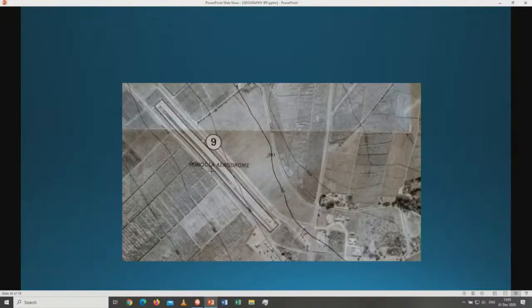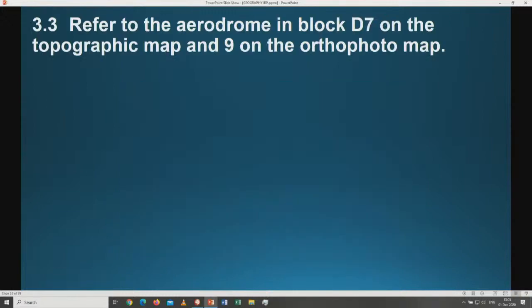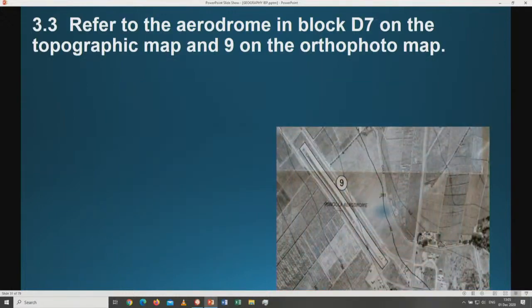Okay, now let's look at the following question. Now this question says, refer to the aerodrome in block D7 on the topographic map.